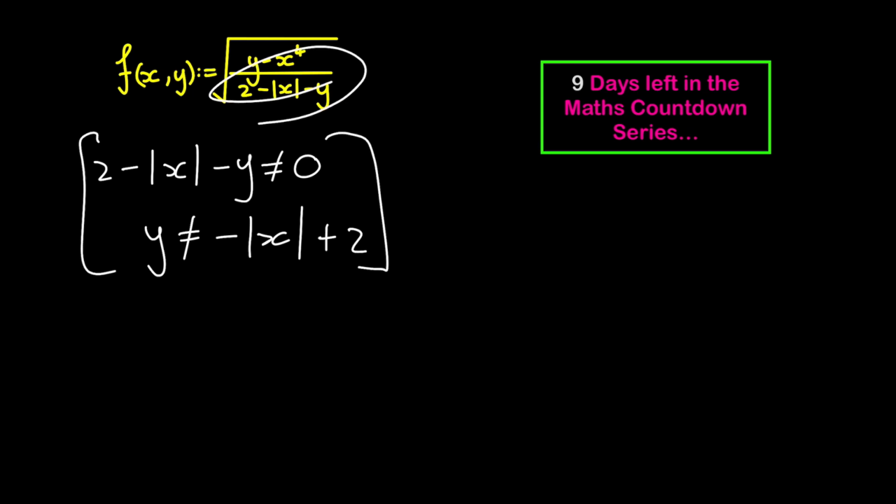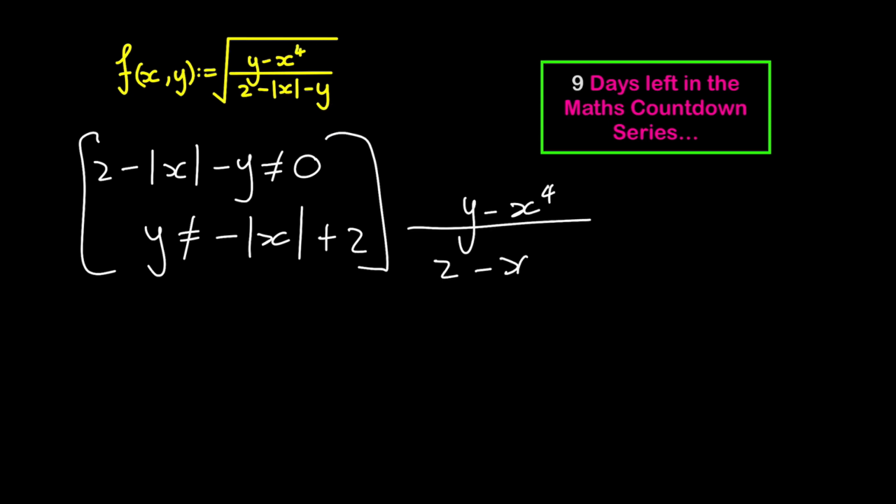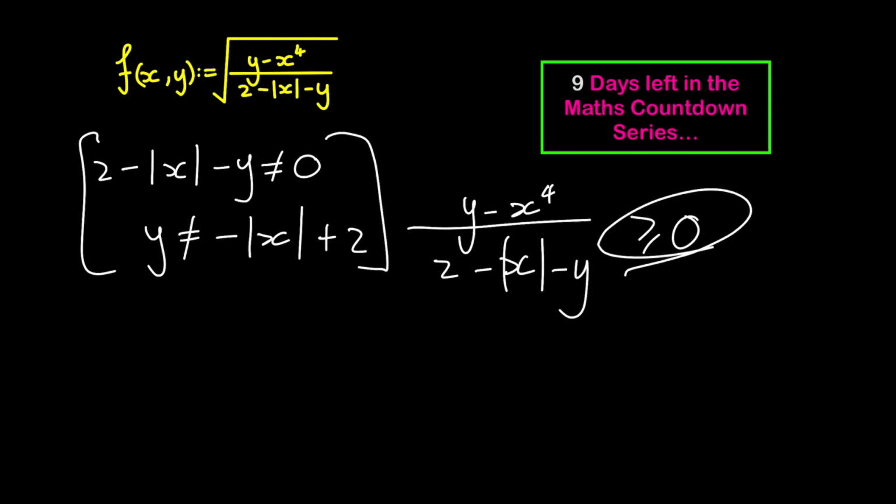But we also know that everything inside our square root has to be greater than or equal to 0. So then y minus x to the 4 over 2 minus the absolute value of x minus y must be greater than or equal to 0. And this can happen in two ways. It can happen if both our numerator and denominator are greater than 0, or if both our numerator and denominator are less than 0. Obviously, it can't happen if one of them is greater than 0 and the other one is less than 0, because in that case, we'll have a negative function, and we strictly need a greater than or equal to function.